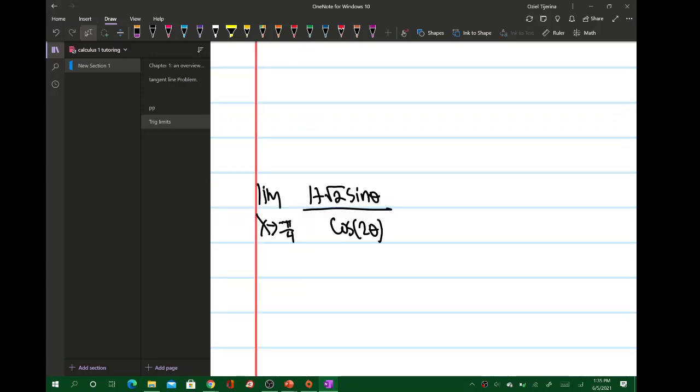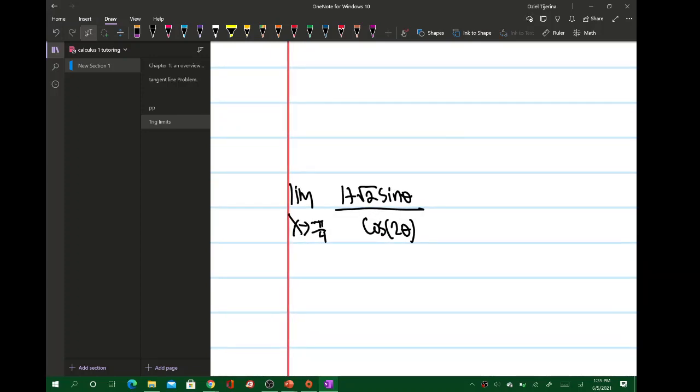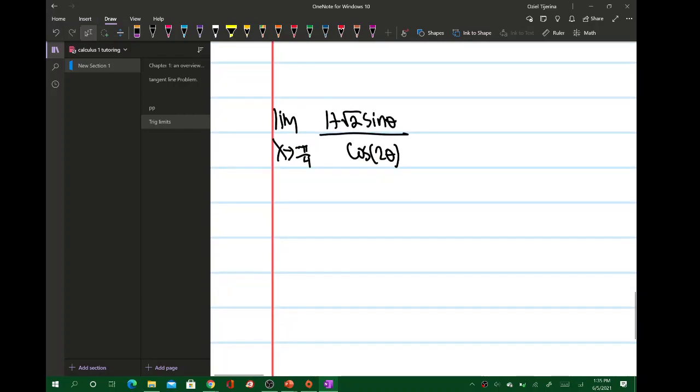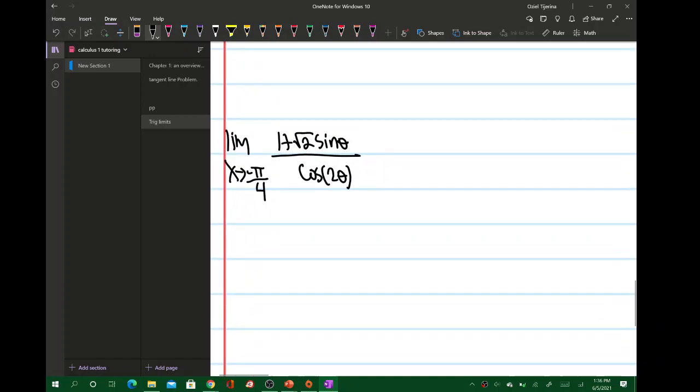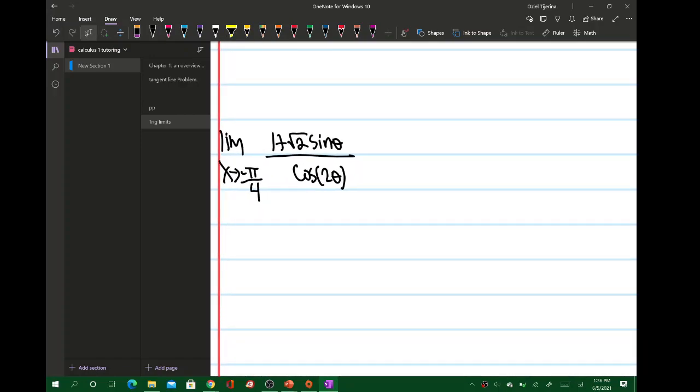Okay, so this one is really interesting. It's the limit as x approaches negative pi over 4 of 1 plus the square root of 2 sine theta over the cosine of 2 theta. Okay? Now, you have to be careful here. Give me 1 second, guys.